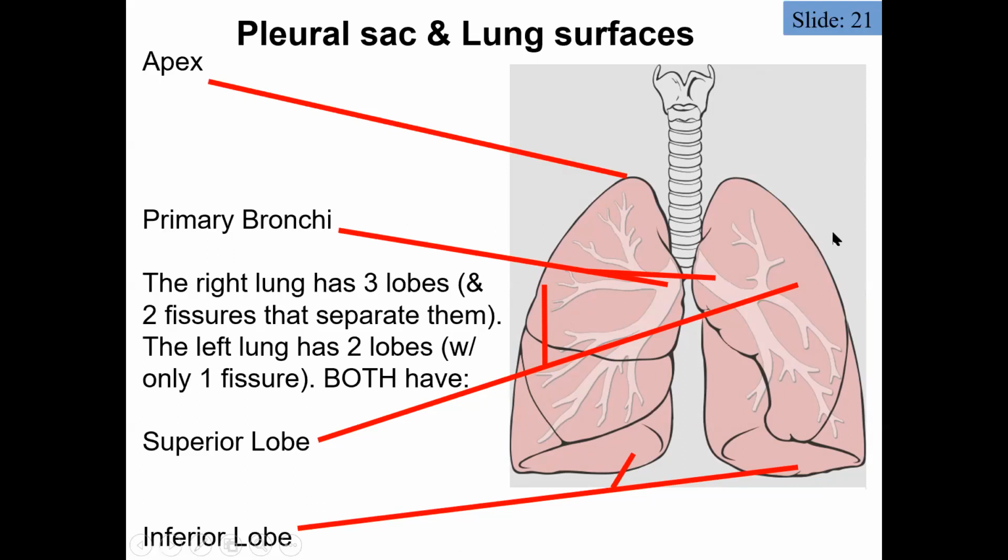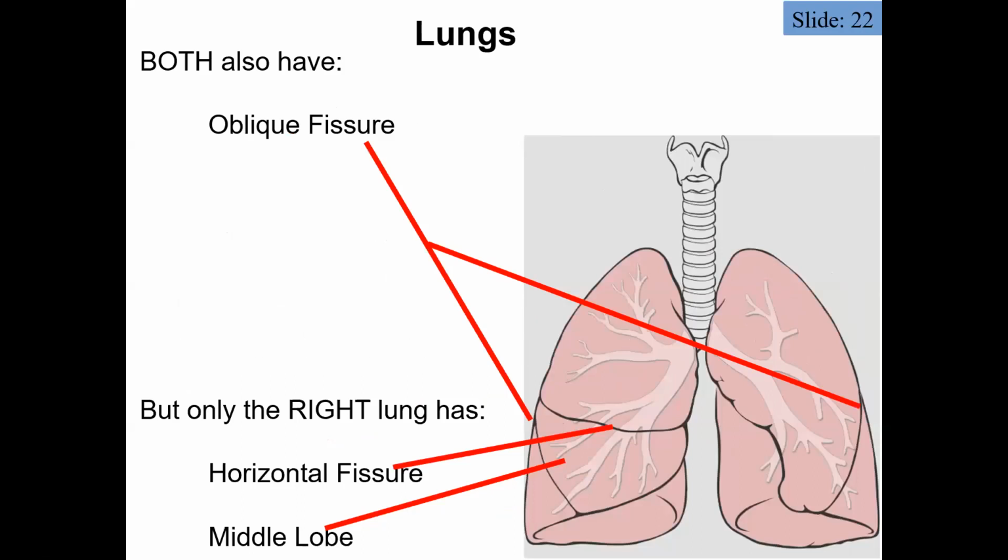Now, because of those divisions, we can speak about fissures. So fissures are the lines that divide, or the creases or crevices that divide one lobe from the other. So because the left lung only has two lobes, it only has one fissure, right? So it's only going to have an oblique fissure. Whereas the right lung has three lobes, so there are two divisions or two fissures. There is an oblique fissure that separates the middle lobe from the inferior lobe, and then there is a horizontal fissure that separates the superior lobe from the middle lobe.